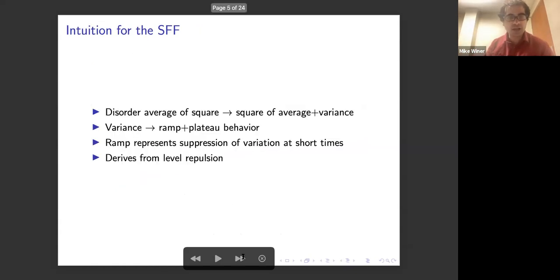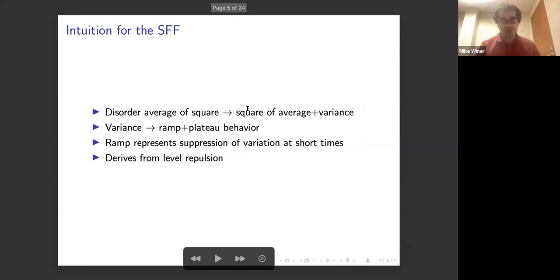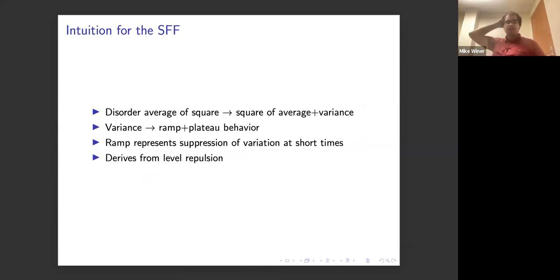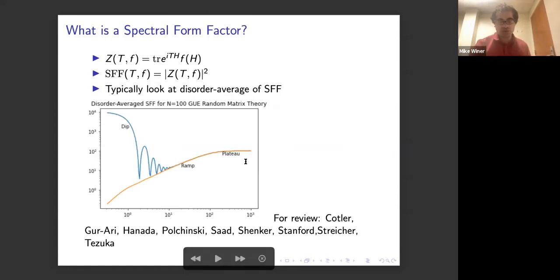And I also want to talk about the connected SFF and the disconnected SFF. So we're looking at a disorder average of a square. You can always break the average of a square into the square of an average plus variance, aka the disconnected bit plus the connected bit. And so here the orange curve is just the connected SFF. So you can see it has the ramp and the plateau, but it doesn't have the dip.